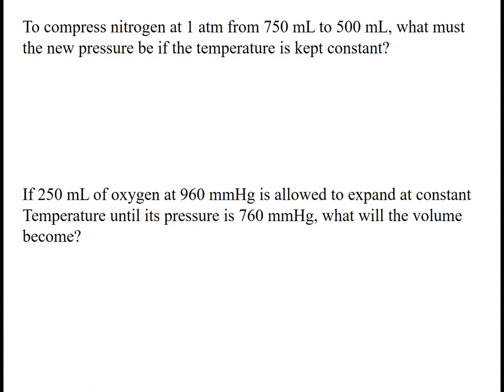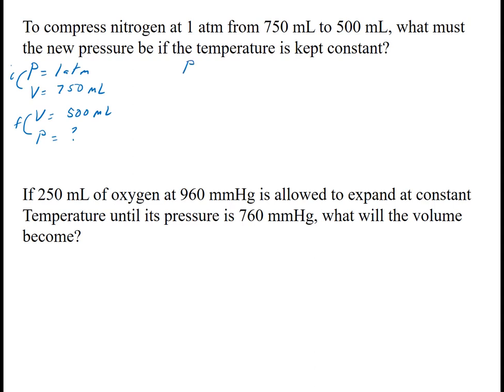So we're going to do these the same way. I have a pressure of 1 atmosphere. I have a volume of 750 mLs. I have a volume of 500 mLs, and then it wants to know what's the new pressure. So I have a new pressure as the question mark. Just like with molarity problems, the hardest part of this is probably identifying which ones go with which. To compress 1 atmosphere from 750, these two go together, so I'm going to label these as I, and the new pressure and the new volume is my final.